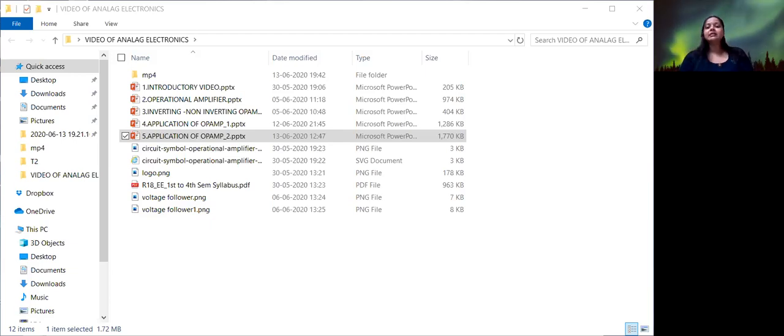Now for your exam, you must remember these two diagrams, because you may get confused about the position in your exam hall, so you must keep in mind what will be the position of the capacitor and resistor for an integrator circuit, and that for a differentiator circuit, right?